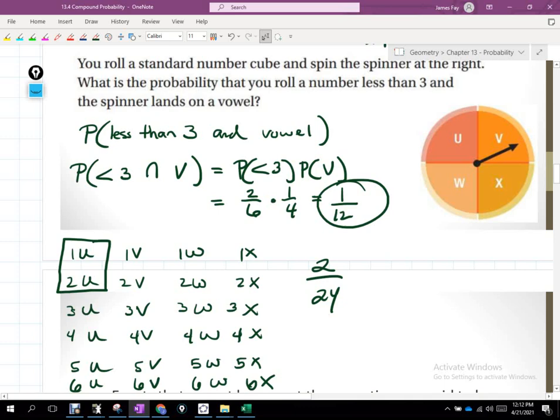Or it'd be a lot easier to say, okay, well, these are independent events. Okay, on a dodecahedron, there's going to be 6 even numbers. And if I'm looking for vowels, how many vowels are there? A, E, I, O, U.